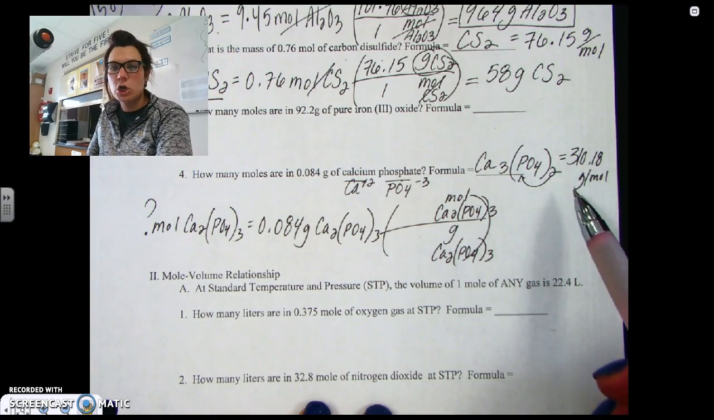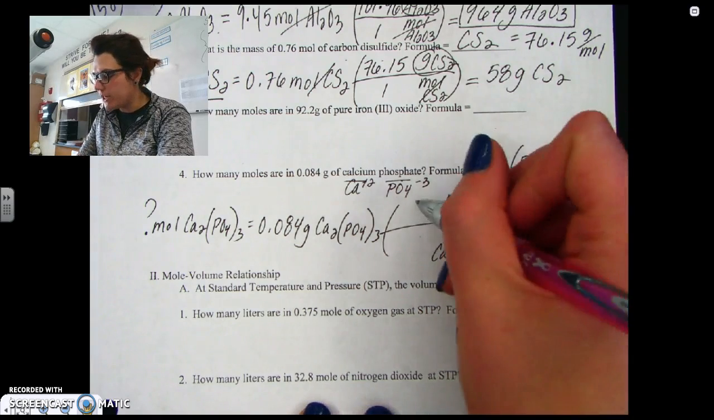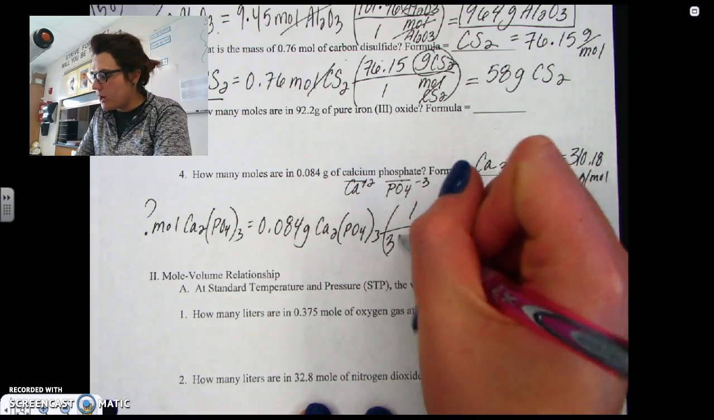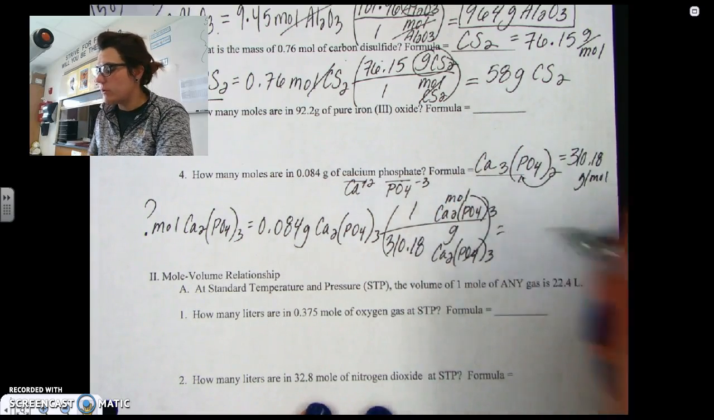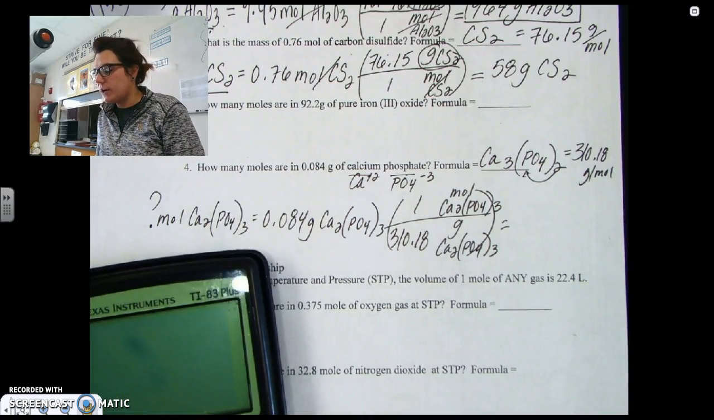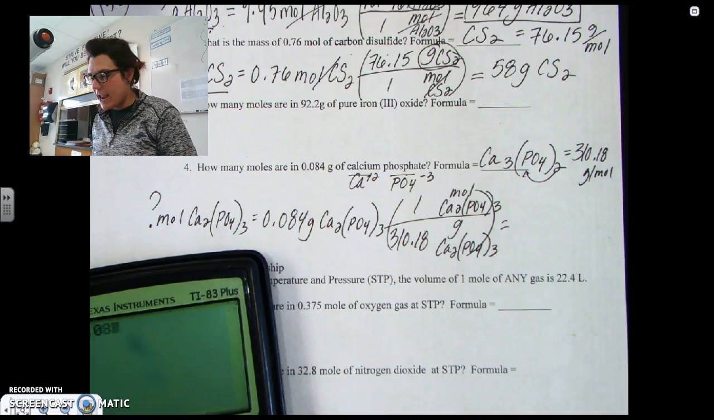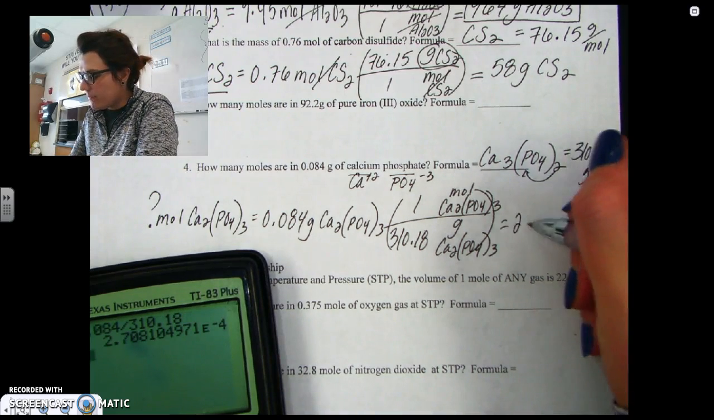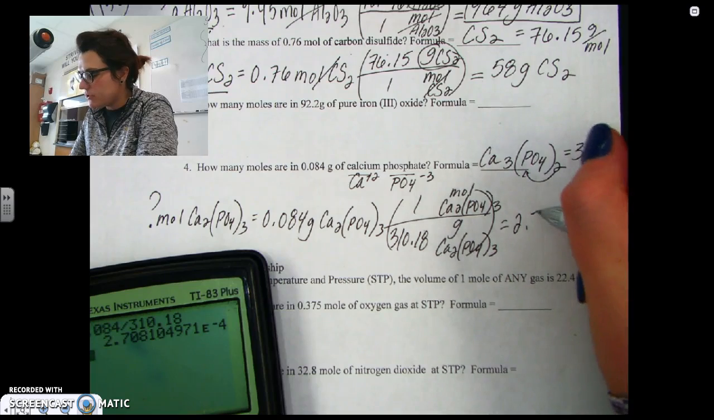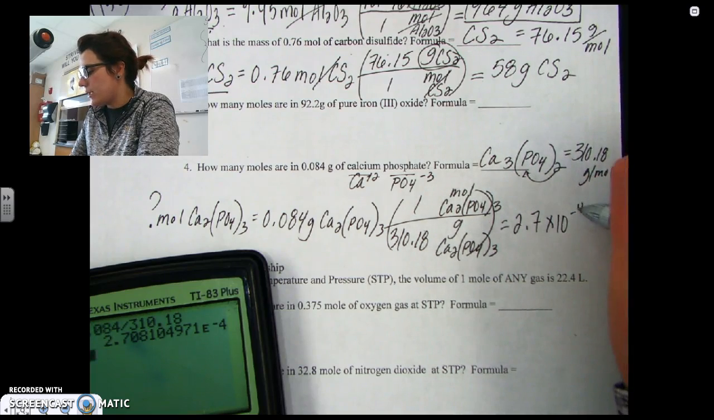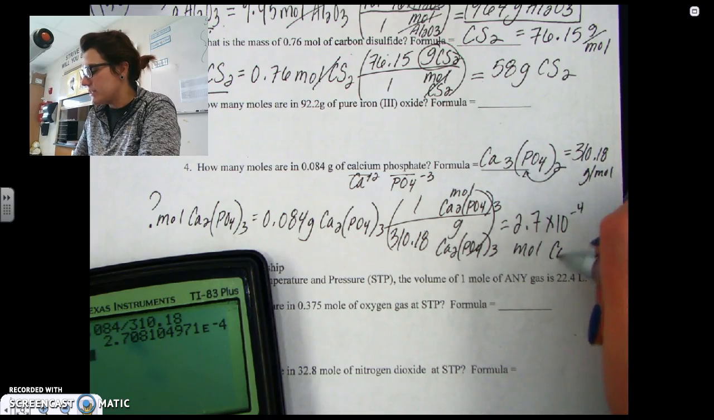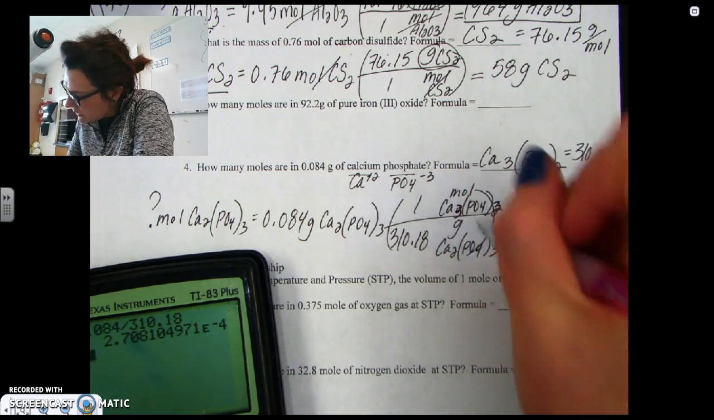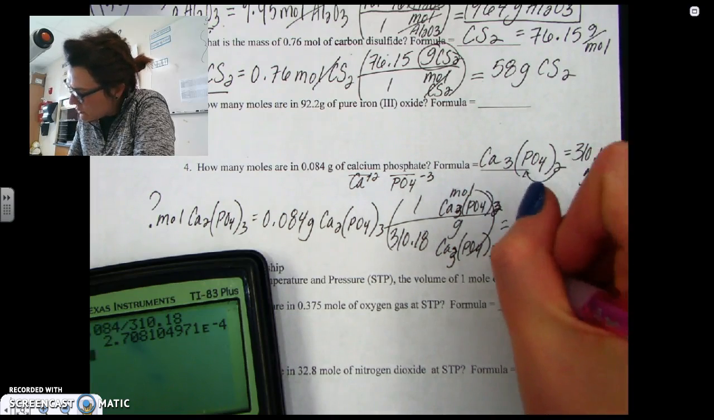Okay, let's look here. 310.18 grams per 1 mole. So 1 is going to go with mole, and the 310.18 is going to go with the grams. So then in my calculator, I'm going to go 0.084 times 1, which is just itself, divided by 310.18. Therefore, the amount of moles present, I need two sig figs, is 2.7 times 10 to the negative 4 moles calcium. Sorry, calcium. I messed these up. This is 2, this is 3, this is 3, this is 2.